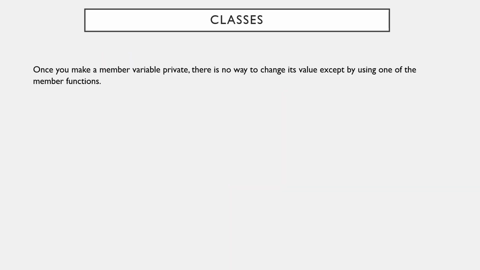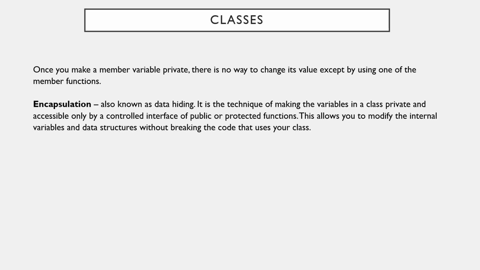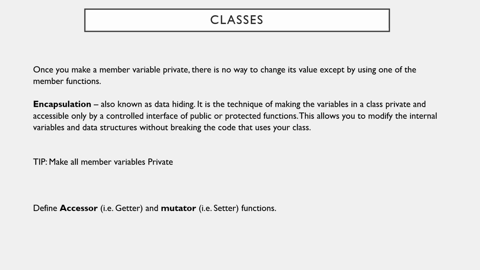So once you make a member variable private, the only way you can change the value of that is through your own member functions. That's the whole idea of encapsulation, that you want to hide the internal workings of how your class is implemented and just provide the option to use and create objects of your class, and with good comments and a good declaration, explain how to utilize the features of the class. So the tip is to make all your member variables private.